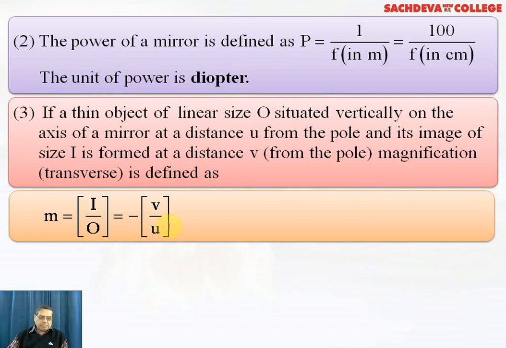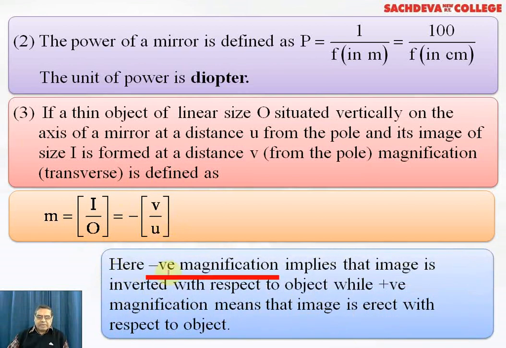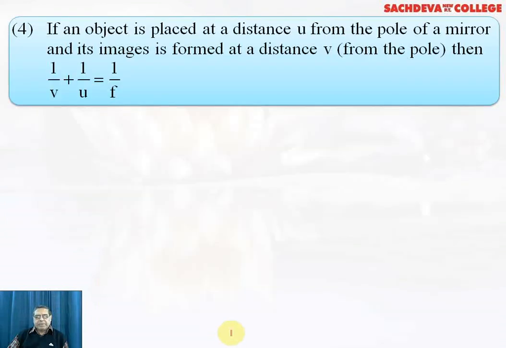So, if the distances are taken towards the left, all distances will be negative, and if the distances are taken towards the right, all distances will be positive. If all the lengths are taken above the optical axis, they will be positive, and below the principal axis negative. Negative magnification implies that the image is inverted with respect to the object, and positive magnification means that the image is erect with respect to the object.